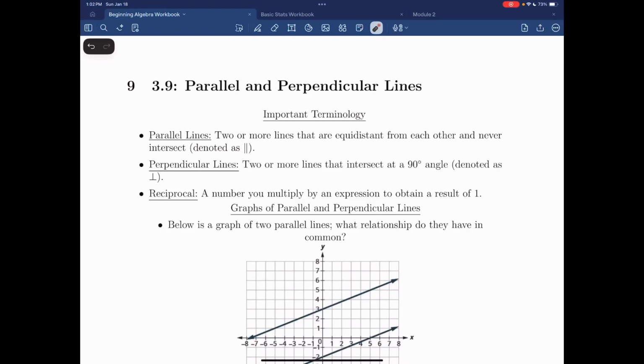In this video, we are going to talk about parallel and perpendicular lines. So parallel lines are two or more lines that are equidistant from each other and never intersect. Sometimes you can see parallel lines also denoted like this, symbolically. And then we also have something called perpendicular lines, which are two or more lines that intersect at a 90-degree angle. So they're denoted sometimes as this, symbolically.